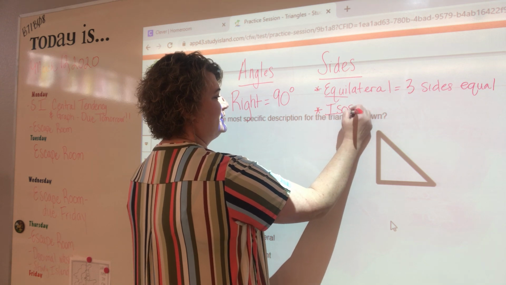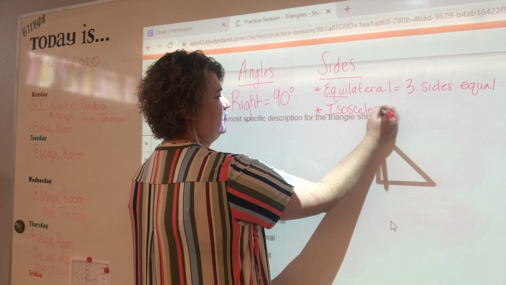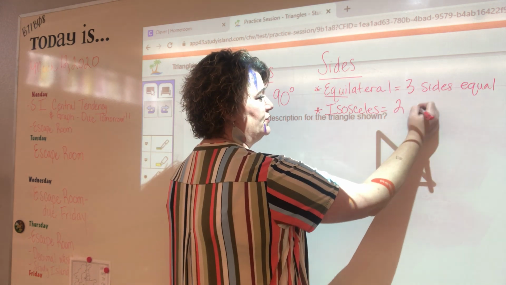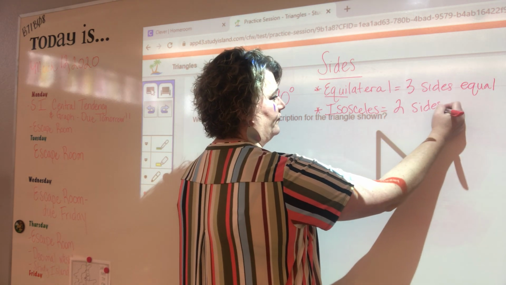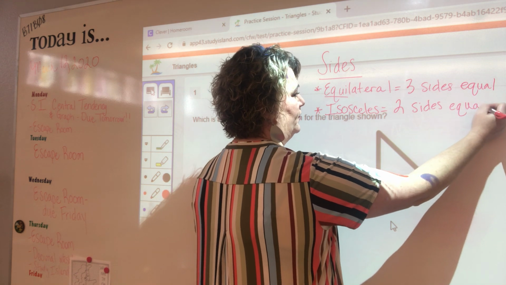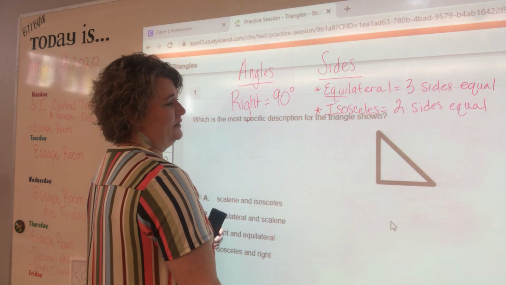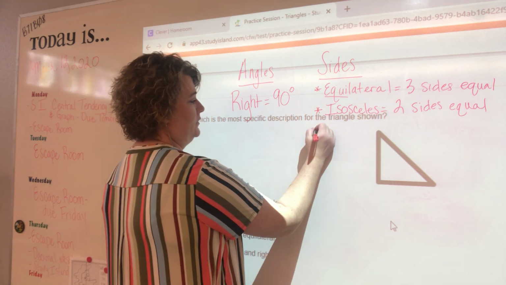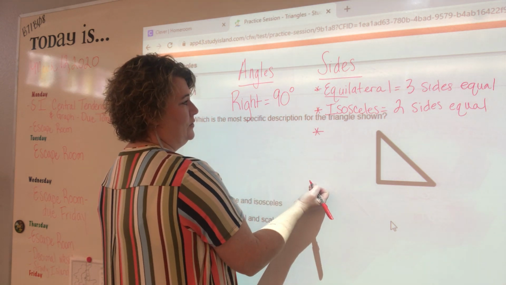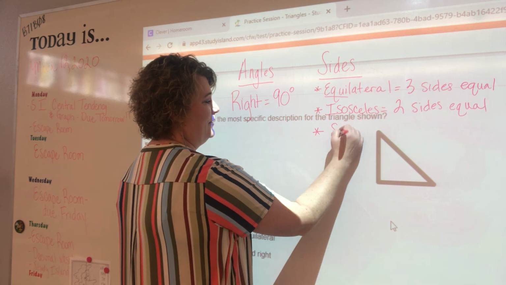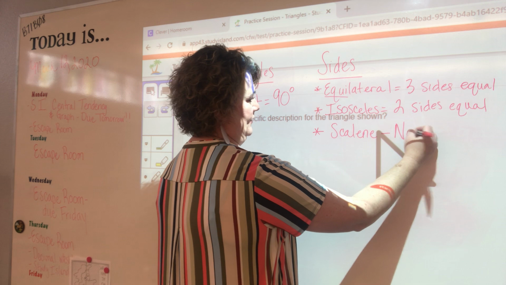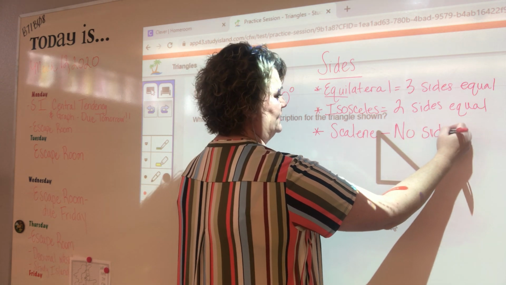Next, it could be an isosceles triangle. And if that's the case, then that means only 2 sides are equal. Hope you're writing this down, because you're going to need this, even if you have to pause my video and write real quick. And the last is a scalene, which means nothing is equal. No sides are equal.